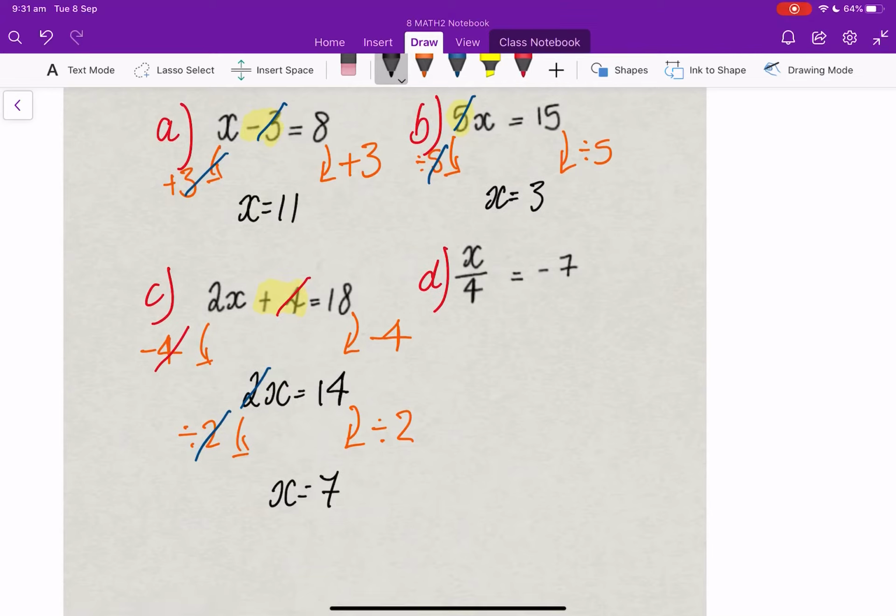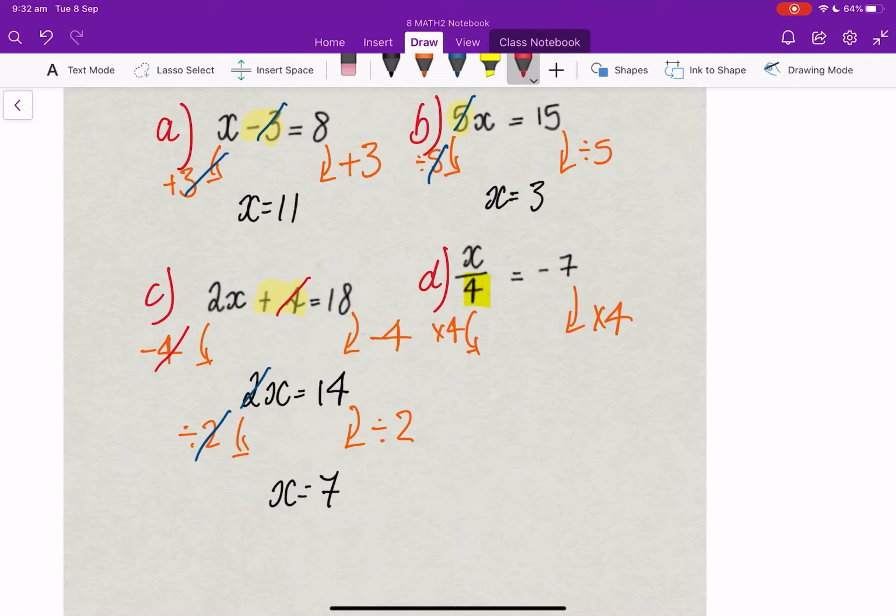Let's do one more example. So x over 4 equals negative 7. Okay, so currently, actually, again, we want to get this x here by itself. Okay, at the moment, it's being divided by 4. What's the opposite of dividing by 4? It's to multiply by 4. So I'm going to multiply both sides by 4.